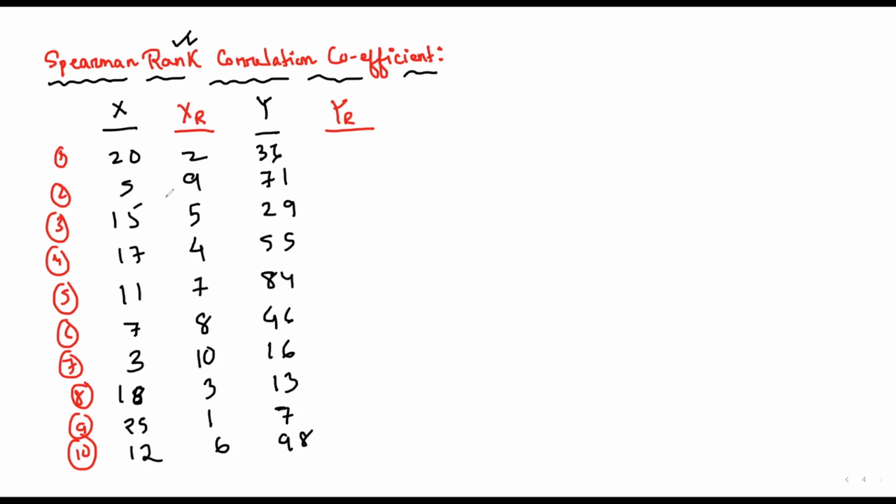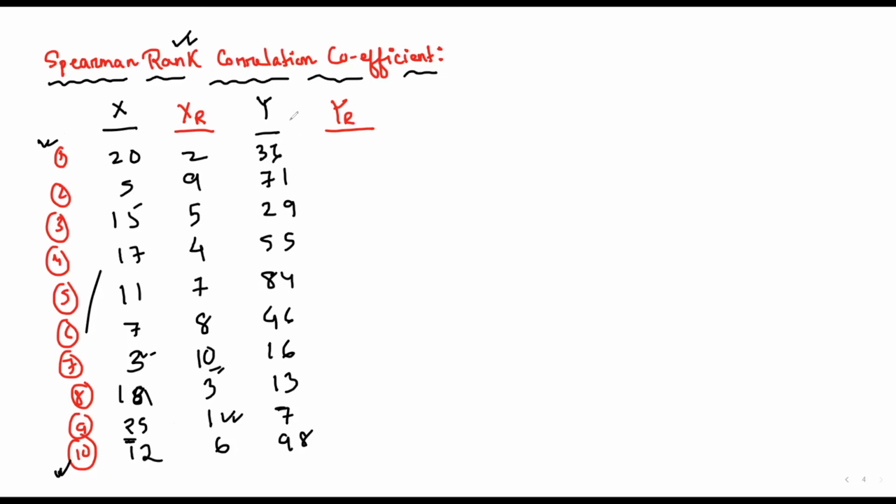Again, I'm telling you how we are ranking it. The highest number in this variable will have the top rank, and the lowest number will have the last rank. There are 10 variables, right? So the lowest will be 10, highest will be 1. If you see here, the highest is 25, so that's why I'm ranking it as 1. Lowest is 3, and that's why I'm ranking it as 10. Subsequently, we'll follow the same process. So this is how we calculate the rank for this variable.